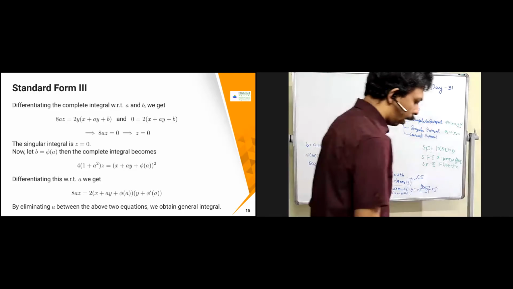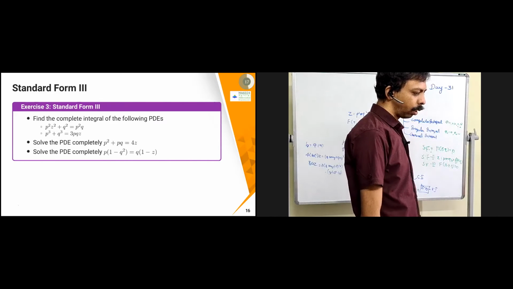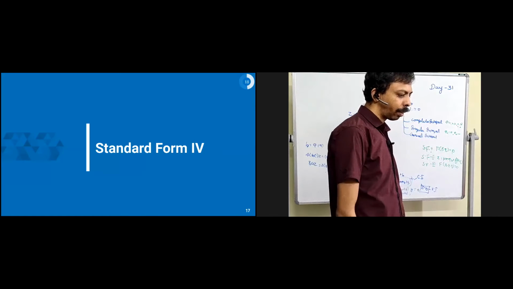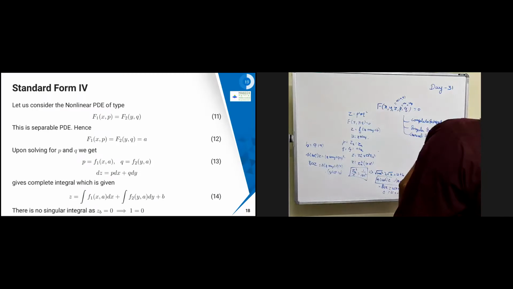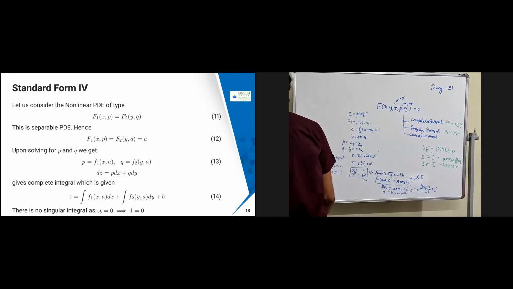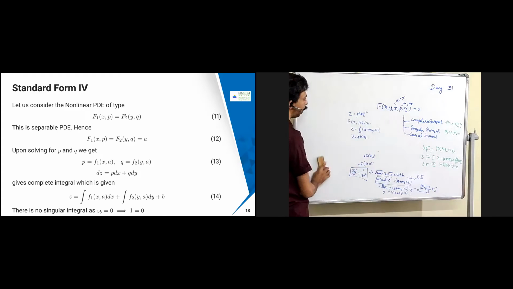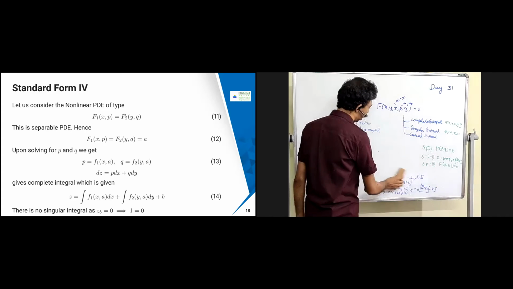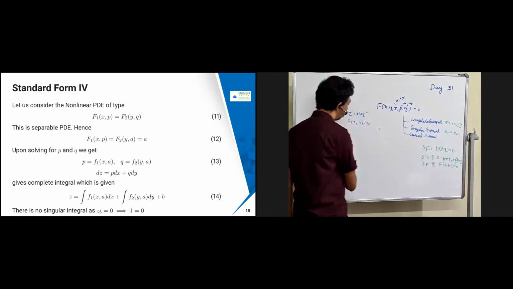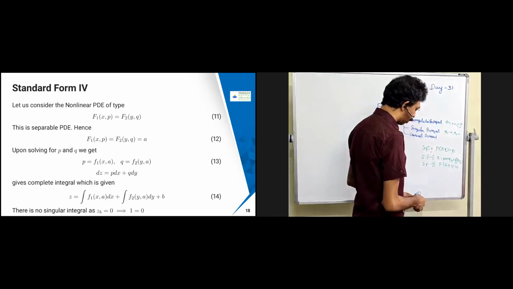Okay, now we'll go for the next one. There are some exercises again. Standard form 3. Now standard form 4. In standard form 4, what we have is a kind of variable separable form. On one side you have everything in terms of x and p, and on the other side everything in terms of y and q. So the x variables are separated and the y variables are separated. That is called standard form 4.